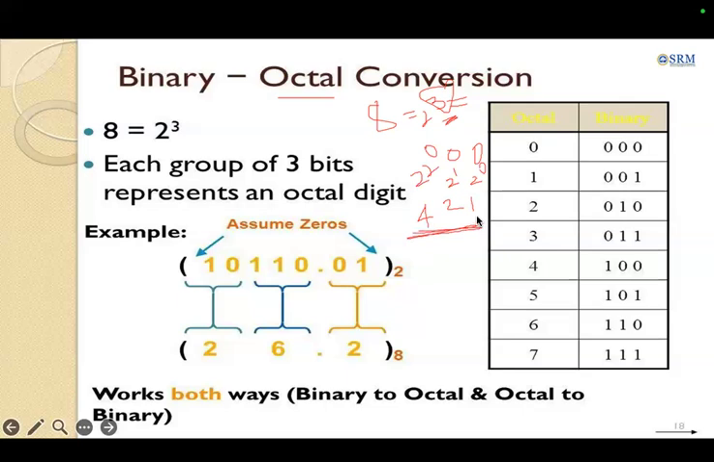Any octal value from 0 to 7 can be represented in binary using the 4 2 1 code. So 0 can be represented by using all zeros. 1 can be represented by using 001. 2 by 010. 3 by 011. 4 by 100. 5 will be 101. 6 will be 110. 7 will be 111. This is how it can be done. For the decimal point, that is the fractional part also, you can follow the same procedure. This is how to do binary to octal conversion.